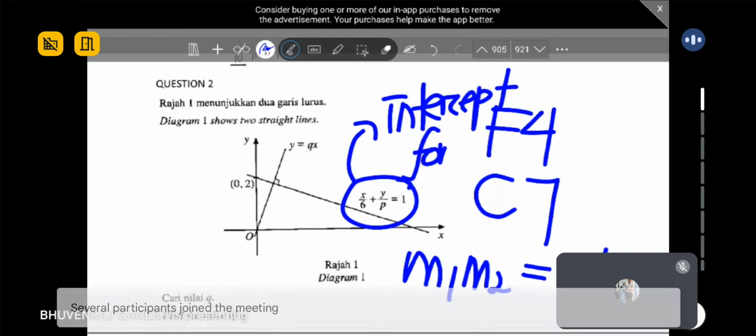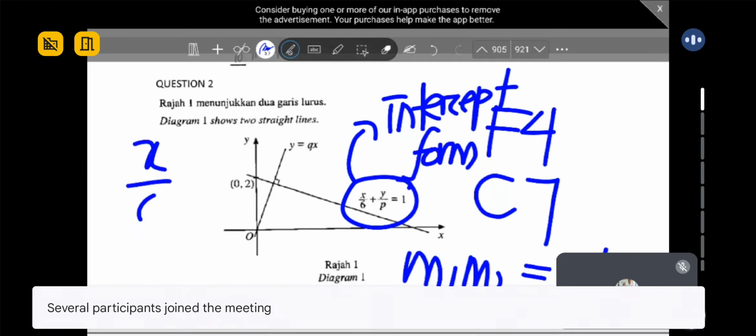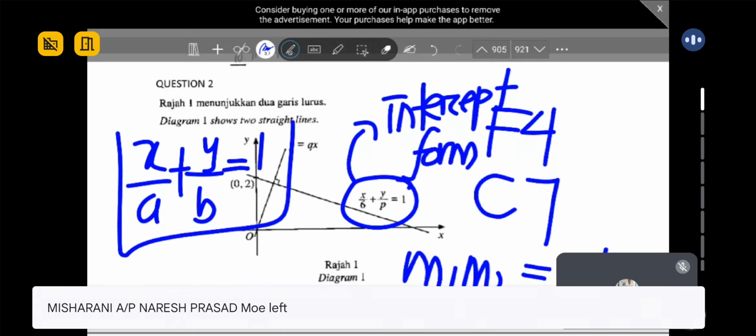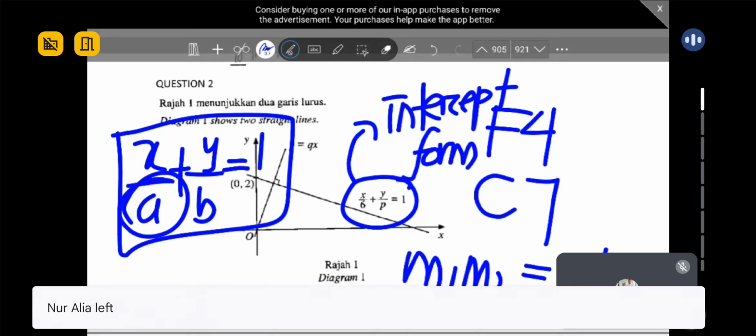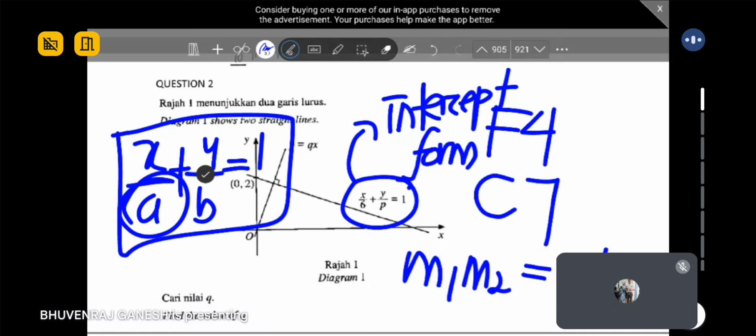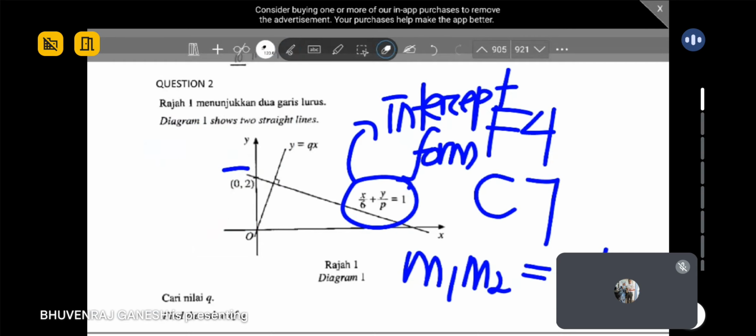Kalau kamu nampak persamaan bentuk dia macam ni, you see the equation something like this. This is what we call as intercept form. So you must remember that. This value, nilai A mewakili pintasan X, X intercept. Nilai B mewakili pintasan Y, Y intercept. So kamu apply konsep ni untuk soalan yang ni.